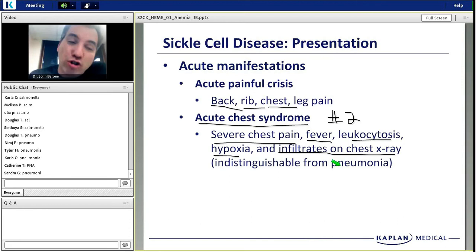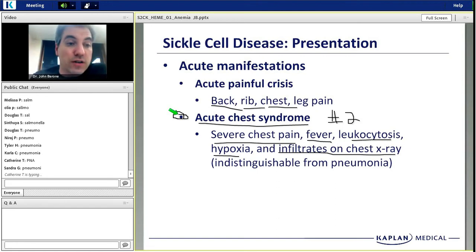Now, obviously, the cultures will be negative. There's no sputum. These cultures will be negative. Okay, it's going to look like a pneumonia, but it's acute chest syndrome. For this, we're going to have to do something special. This is an emergency. For the eye and for the chest, we have to do something special. We'll talk about that in a minute.